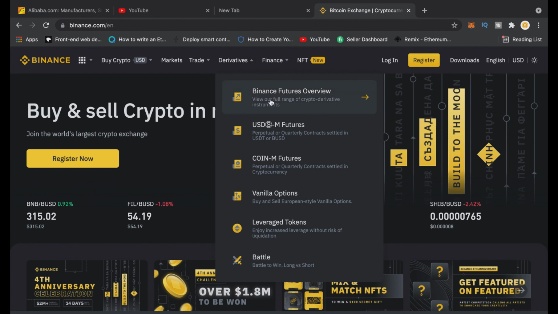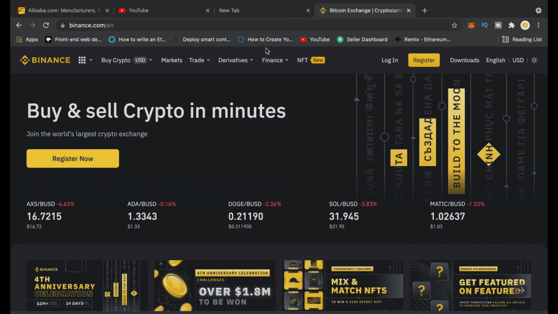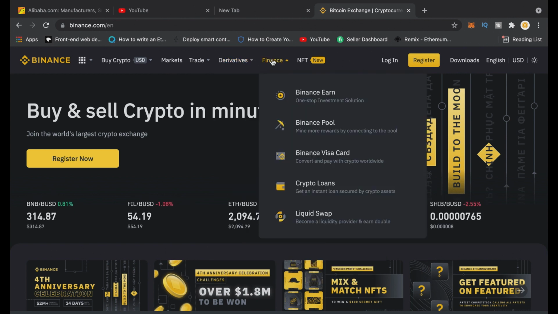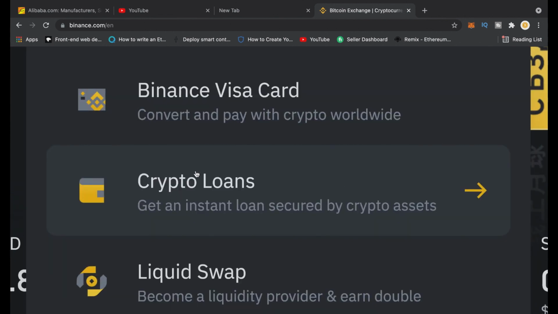And then here, say Binance features overview. You can just look at features and stuff. Or what is futures trading? Futures trading is like leverage trading or stuff like that. So say USDT futures, coin-M futures, vanilla options, and stuff. So these are just some of the things on this Binance site, Binance Earn, Binance pools. You can mine and get rewarded and stuff. Crypto loan, you can take a loan from here, right? Take a crypto loan here.